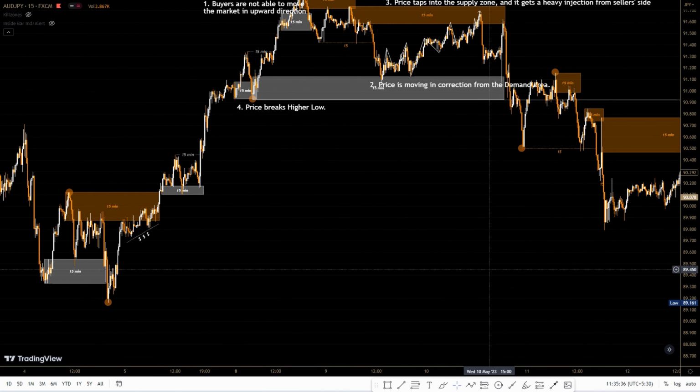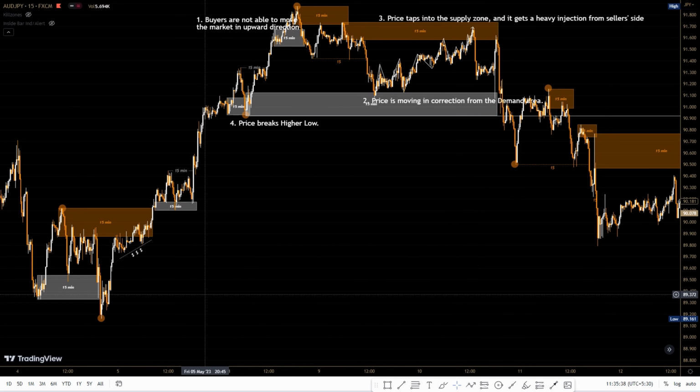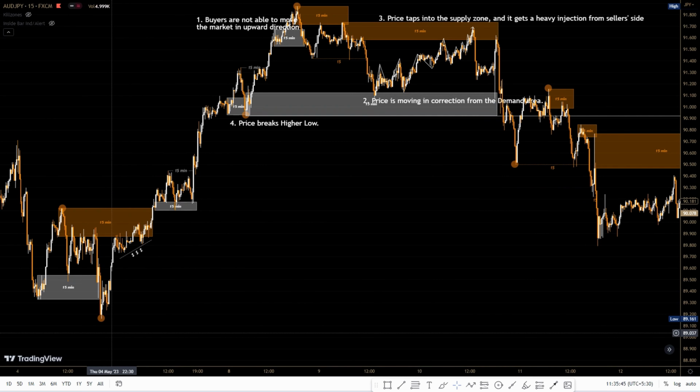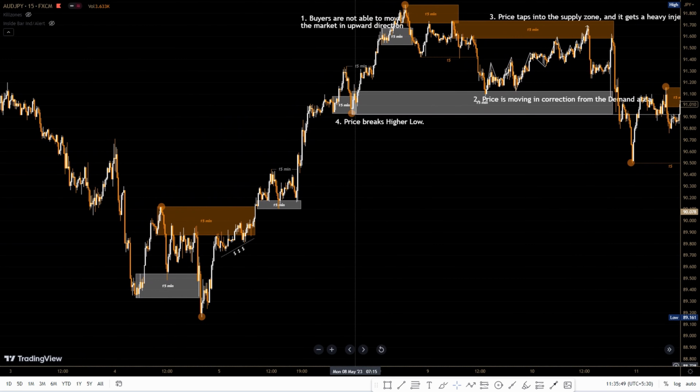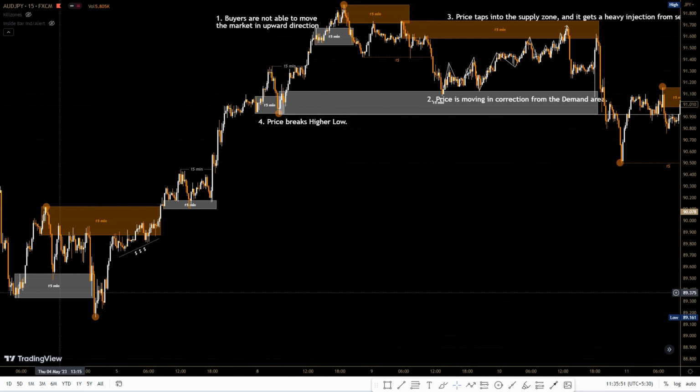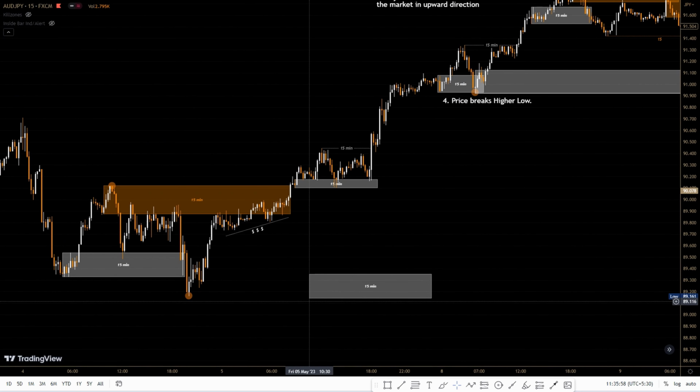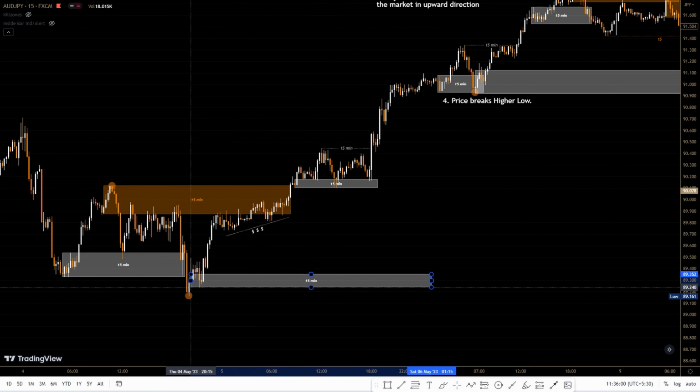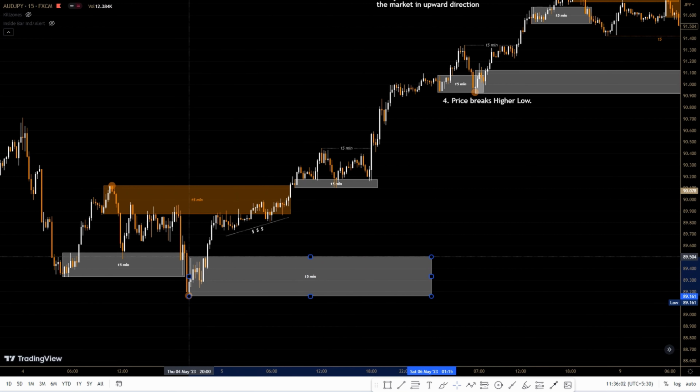Now we find the exact demand area where the price is going in the upward direction, and it makes a higher high and higher low. So this is the true demand area where the price is going in the upward direction. If I want to draw this demand area, where is the sharp move in the downward direction? Price also creates a range at this point.